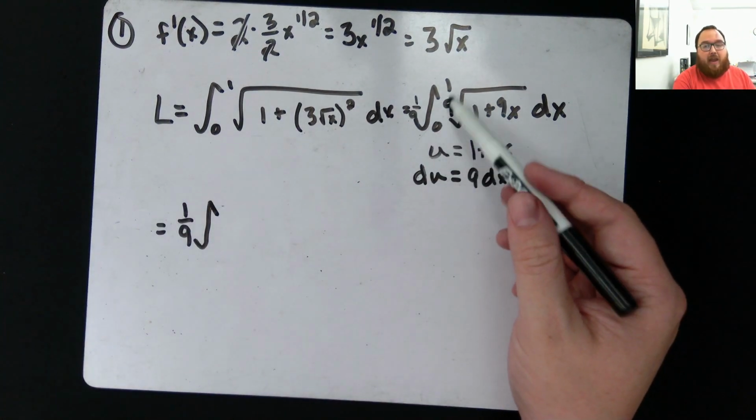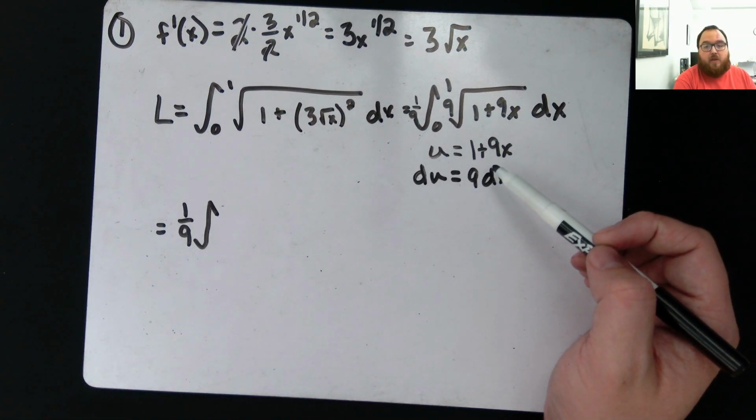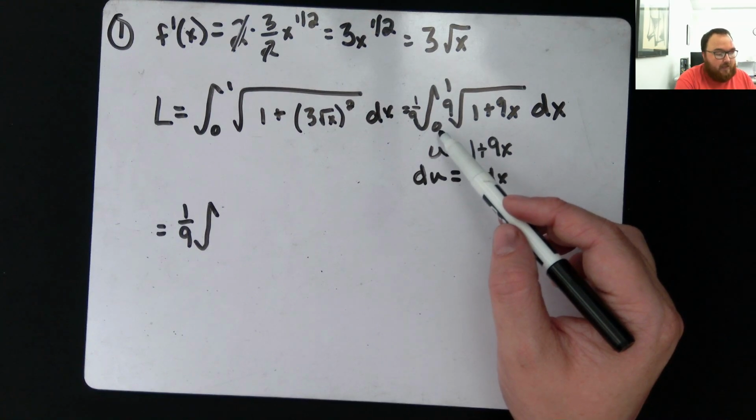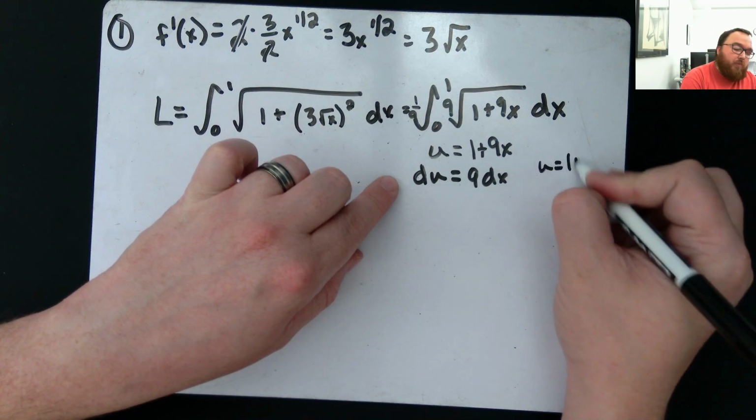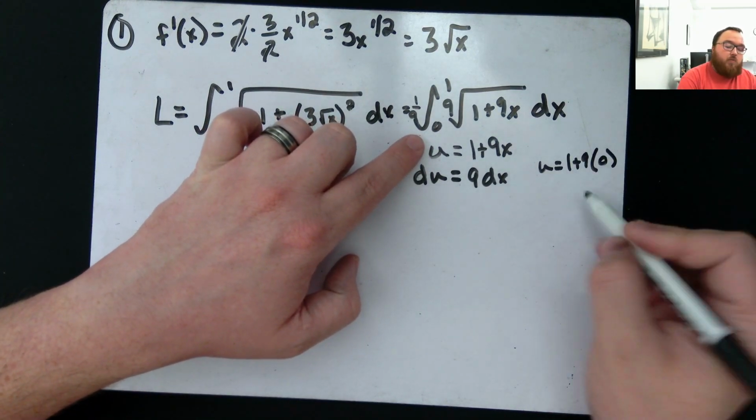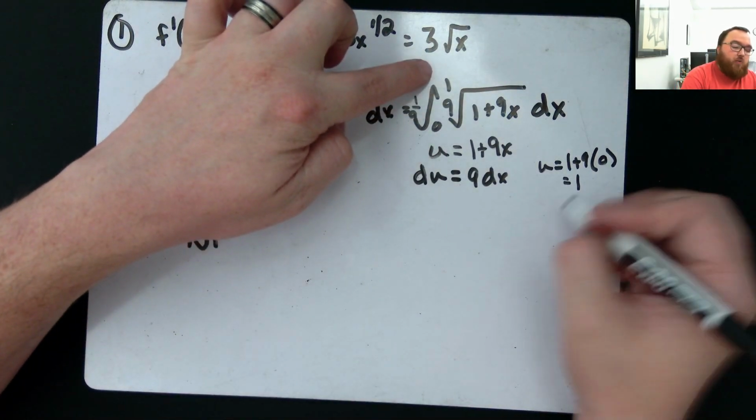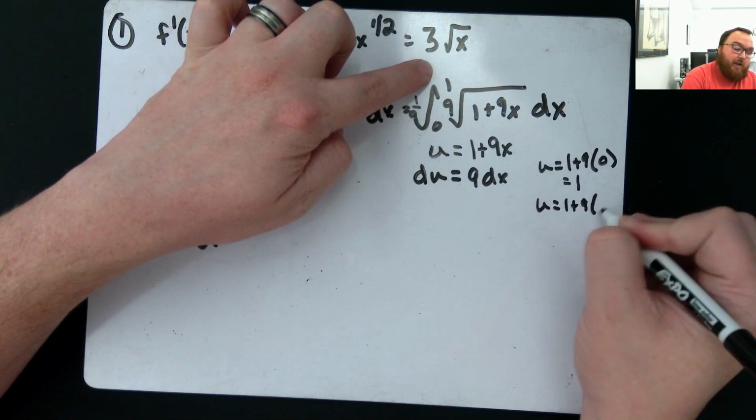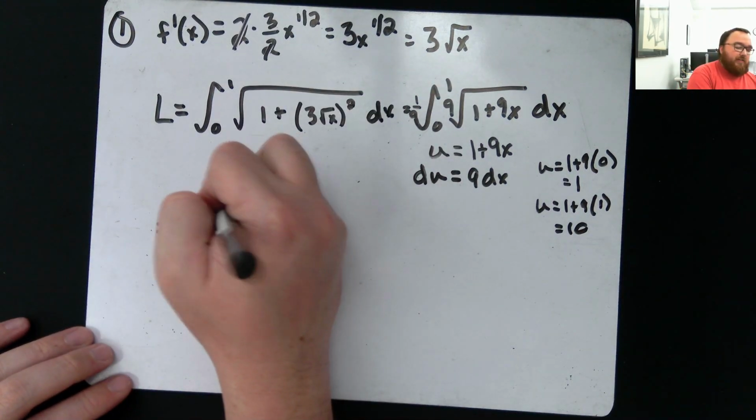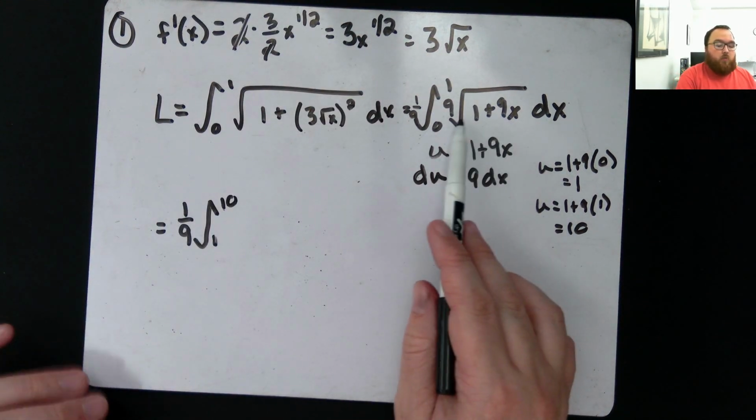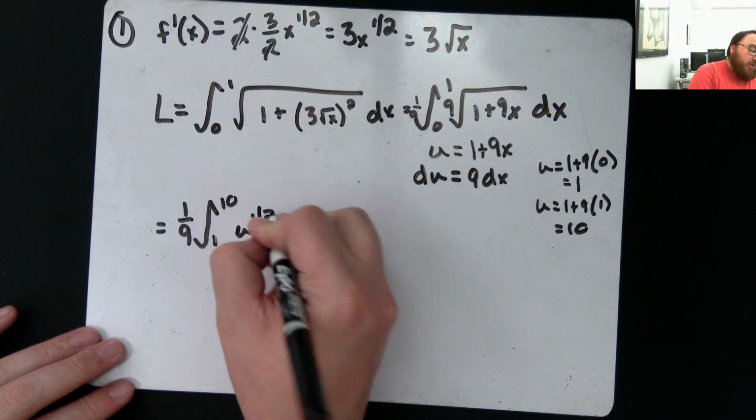The bounds I already had were bounds for the x. I need them in terms of u. So if x was equal to 0, u would be equal to 1 plus 9 times that x, which is just giving me 1. So my bottom bound is now 1. My top bound was originally 1, but the u would be 1 plus 9 times 1. 9 times 1 is 9, plus 1 is 10. So my upper bound is 10. The square root becomes a u, so I can just write that as u to the 1/2 du.